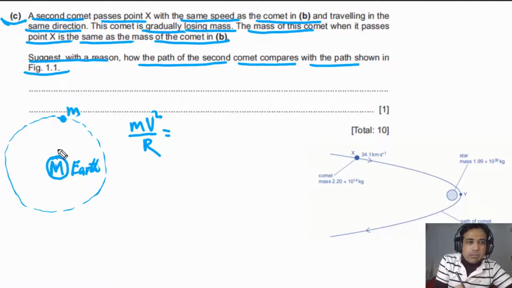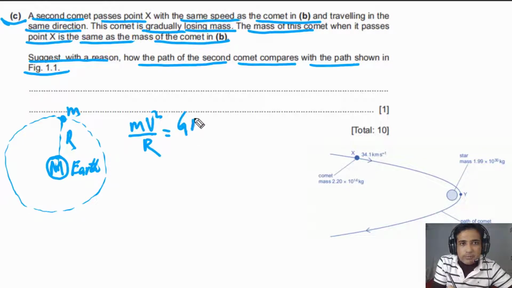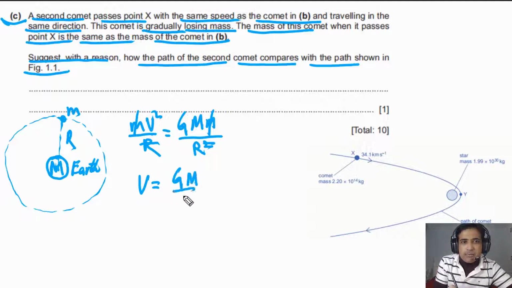Orbital radius, first of all, let's say this is capital R. This is the orbital radius, not the radius of this heavier mass. In this case, the centripetal force will be provided by the gravitational force between these two objects. So here we will have R squared. Now we can cancel this m with this m, and we can cancel this R with this, so we will get v equal to the square root of G capital M over R.